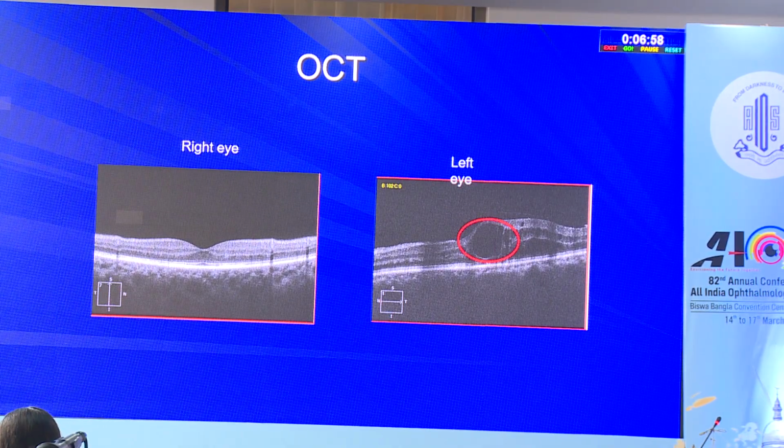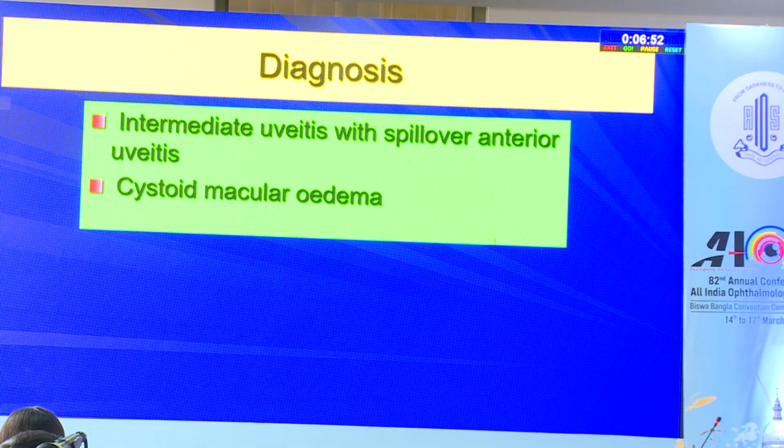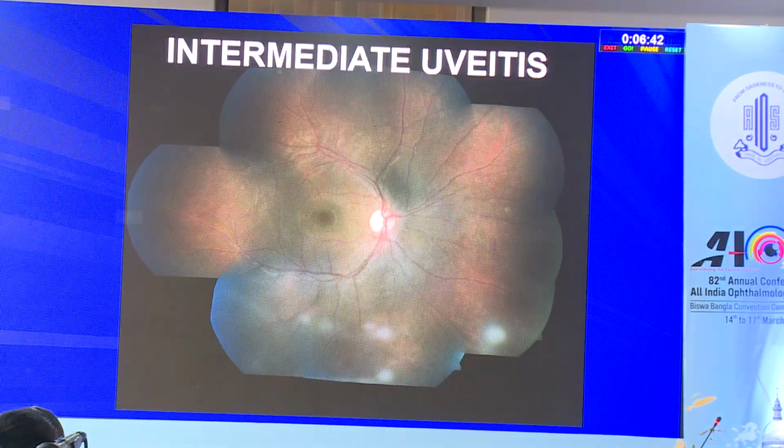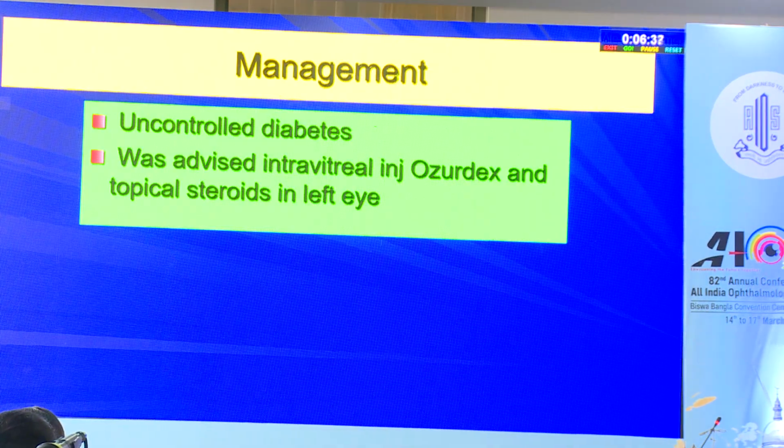How do you treat a patient with HbA1c of 11.6? We cannot give oral steroid. So intermediate uveitis, spillover anterior uveitis with cystoid macular edema was the diagnosis. We gave intravitreal Ozurdex and topical steroids in the left eye. You can see that this patient has improved significantly and all the vitritis has disappeared. The patient got back 6/6 vision.